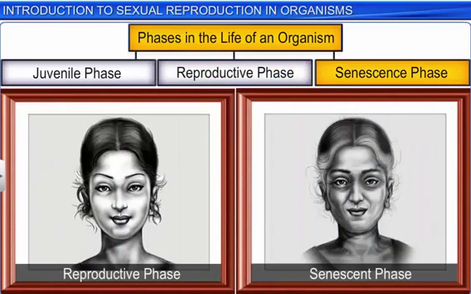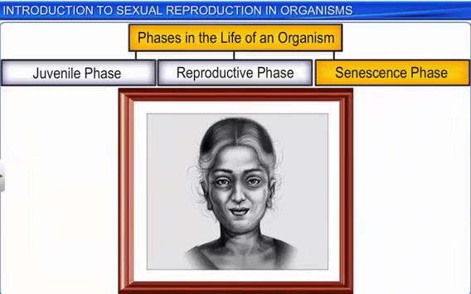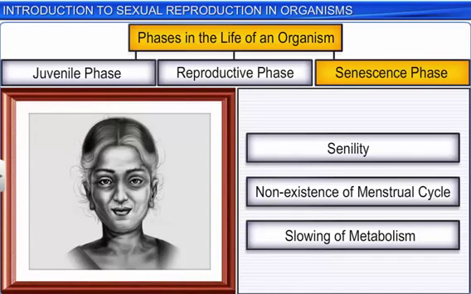The end of the reproductive phase in living organisms coincides with the beginning of the senescent phase, during which we see changes such as senility, non-existence of the menstrual or estrous cycle, and slowing of metabolism. Senescence ultimately leads to death.